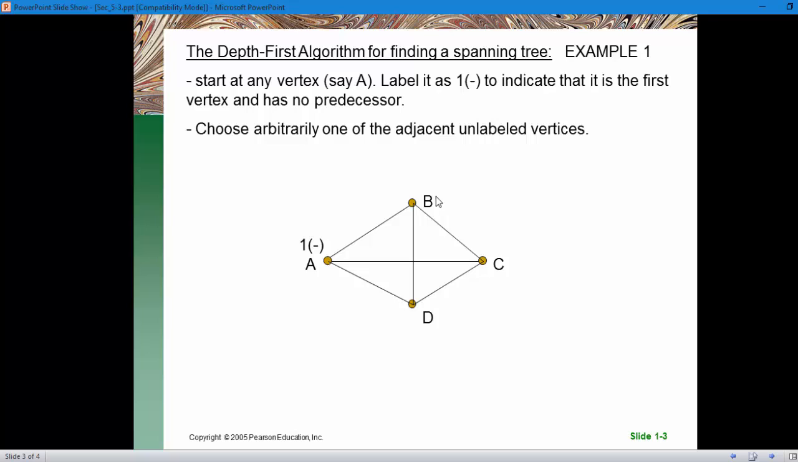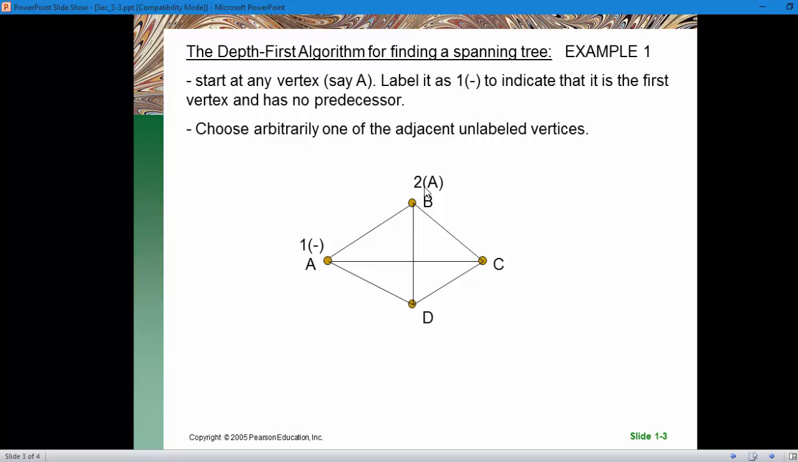Now from A, we pick a vertex that is adjacent to A, and it can be any adjacent vertex. It could be B, C, or D. All three are adjacent to A. But again, as I mentioned before, if there is a choice of vertices, let's pick alphabetically. This way, we can compare our answers, and when you do your homework, you should all be able to get the same answer. So the choices that I have are B, C, or D. So let's go to B.